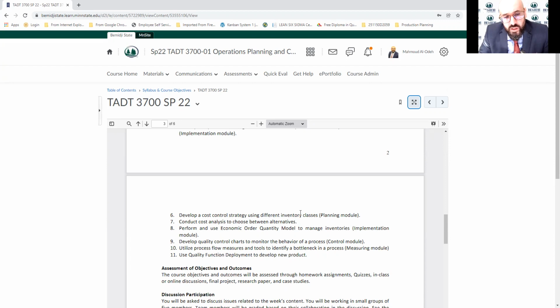Another important calculation that we will be doing, it's called the economic order quantity. And this is to manage inventory. And what is the EOQ? Basically, it is finding the point of inventory where we reduce the cost. So these are very useful and applicable theories that we will learn in this class.